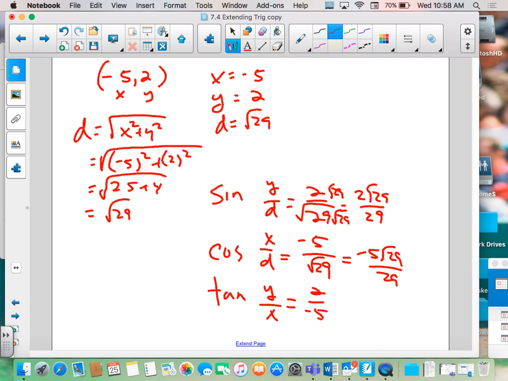Okay? And what that last slide is telling you, if we really wanted to go and find the turn, we could say, okay, theta is going to be tangent of 2 over -5. And since we're finding theta, we'd have to do the inverse. That's going to give you the reference angle. But for now, we just want you to get used to this y over d, x over d, and y over x. I hope that all makes sense.